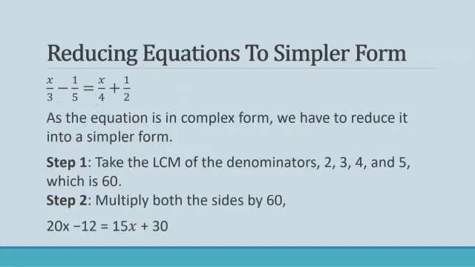Now what we have to do is we need 60 in the denominator for all these 4 terms. So for that we will multiply both the sides by 60. So first we will multiply this left hand side by 60. When we will multiply this x upon 3 by 60, we know that 20 3s are 60. So we are left with 20x. Here 12 5s are 60. So we are left with 12. Here 15 4s are 60. So we are left with 15x. And here 30 2s are 60. So here we'll have 30 in the numerator.